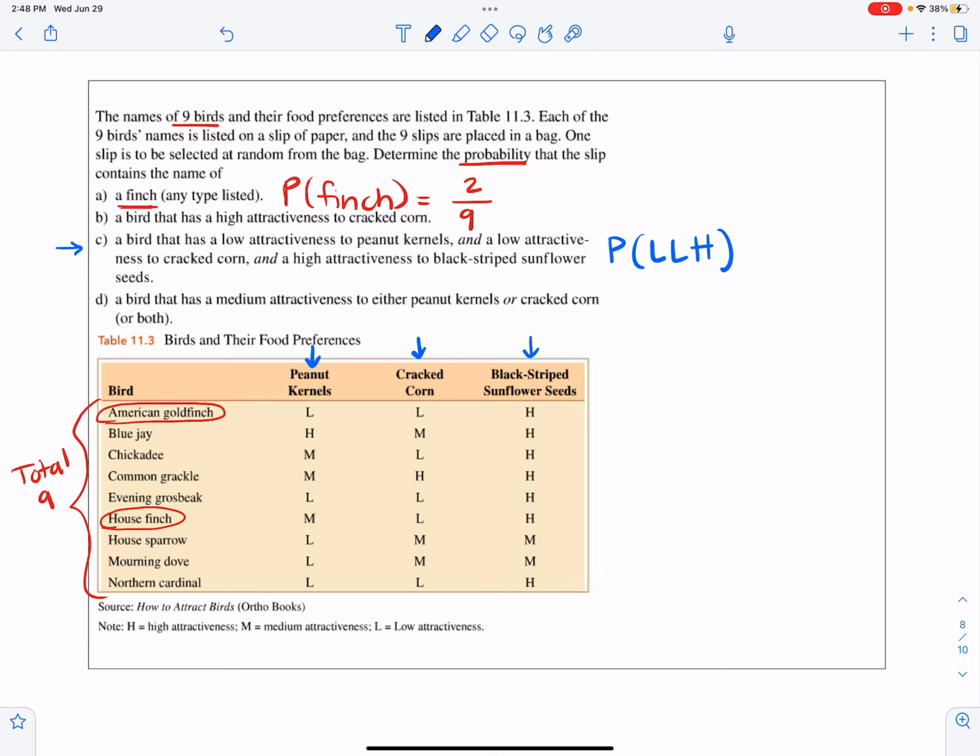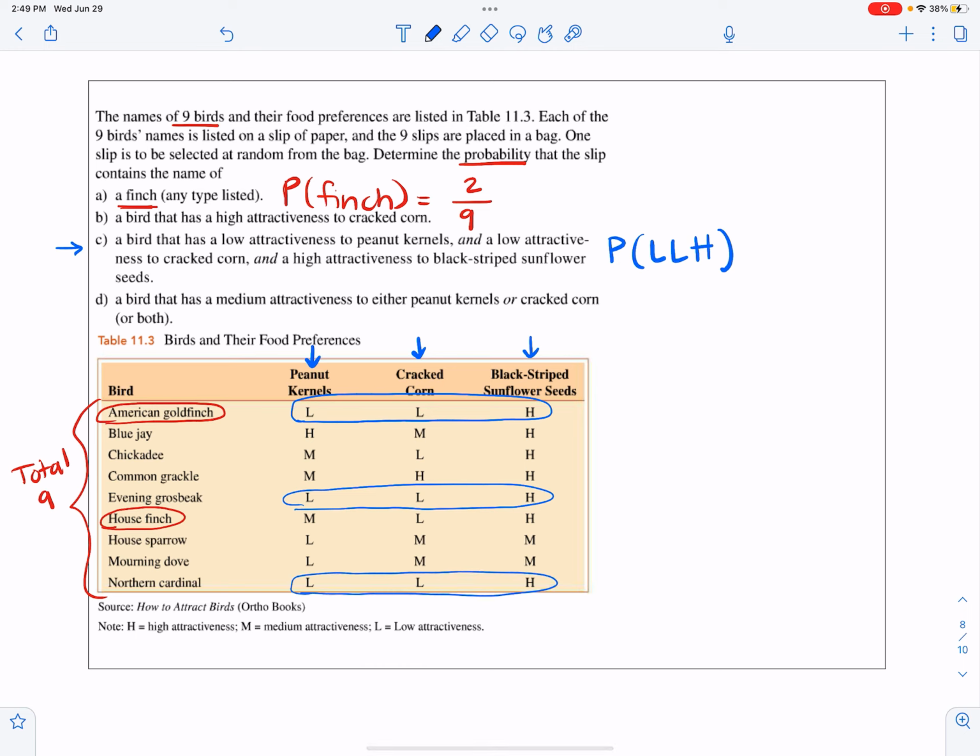All right, so I'm going to look through my rows here, and I'm going to find where that occurred. Right here is a low, low, high. Here is a low, low, high. I'm just seeing where this event occurs, and here. So probability says put the total on the bottom. 9 different possibilities here. This event looks at 3 of them. And then when I simplify, the probability would be equal to 1/3.